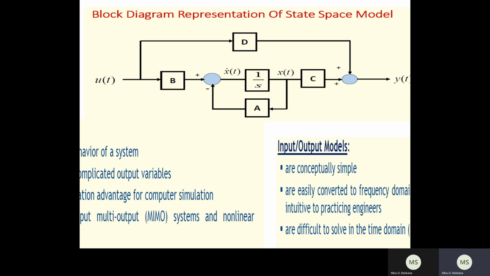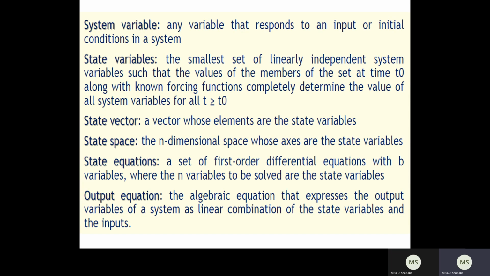Okay, so here we can go for the next. The first term is nothing but a state variable. So what are the different definitions for these different terms? Here the system variable is nothing but any variable that responds to an input or initial conditions of the system.